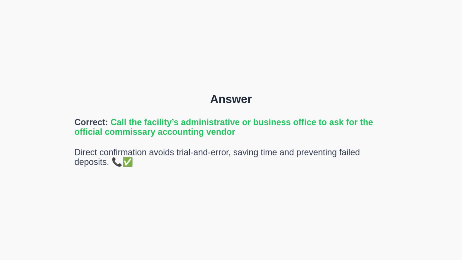The correct answer is to call the facility's administrative or business office and ask specifically for the official commissary accounting vendor. Direct confirmation is faster and reduces the chance of failed deposits or unnecessary fees.